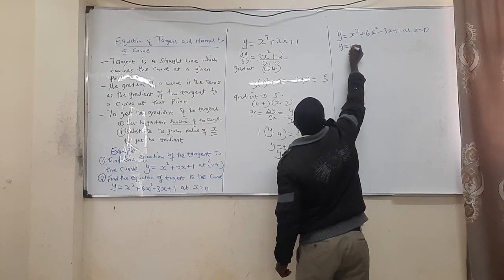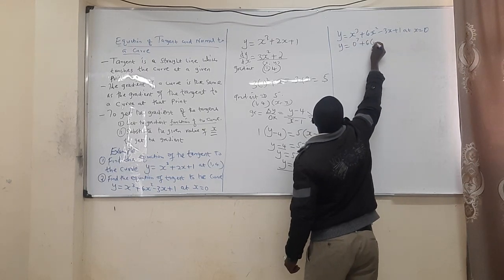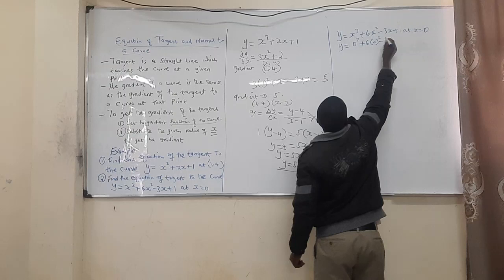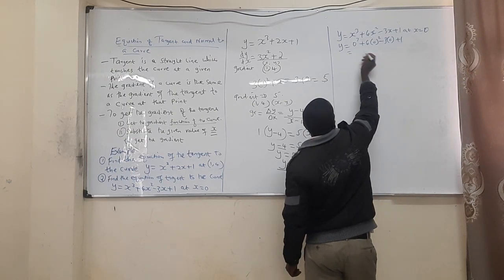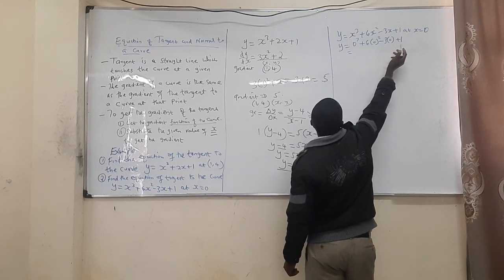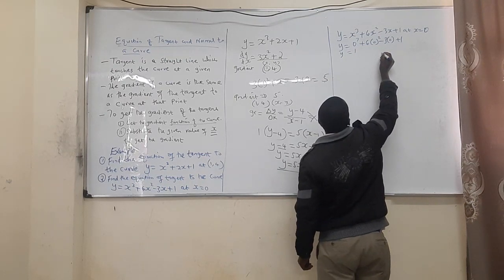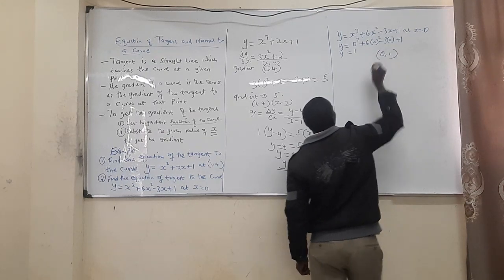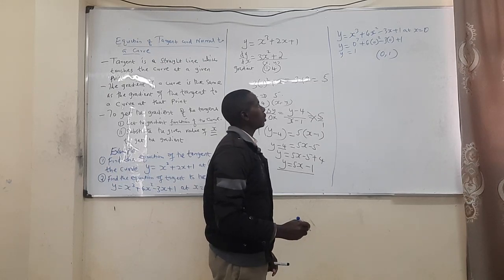So y is equal to 0 cubed plus 6 times 0 squared minus 3 times 0 plus 1. So you get 0, 0, 0, 1. So y is equal to 1. So our coordinate is (0, 1), where the tangent is passing through.